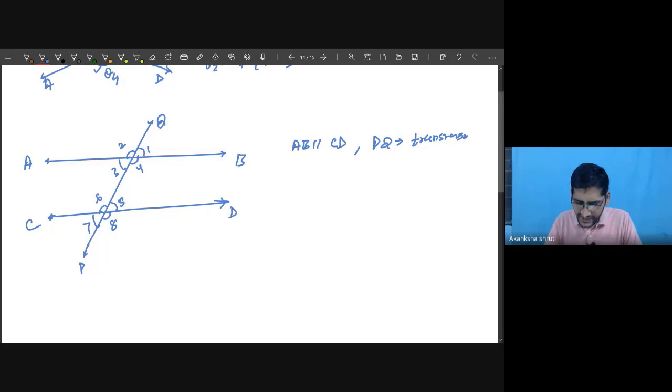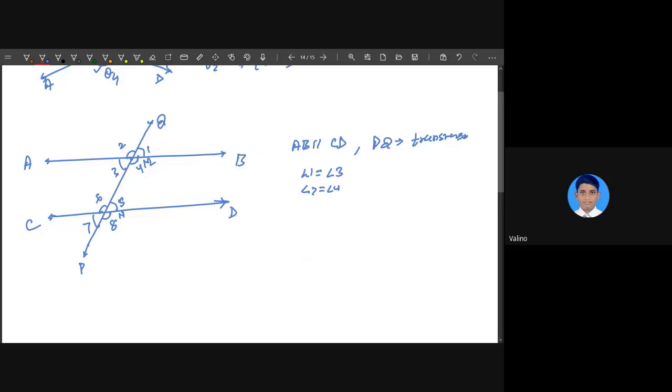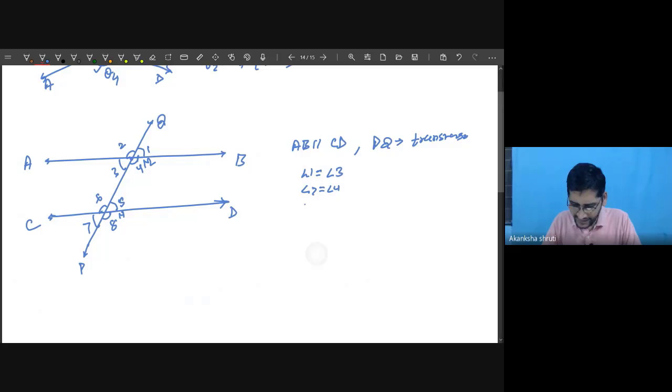If we are considering the points, consider this point as M and this point as N. At point M, we can have the vertically opposite pair. So angle 1 is equal to angle 3. Angle 2 is equal to what? Angle 4. At point N, we can have angle 5 equal to angle 7. Angle 6 is equal to angle 8. All these are what? Vertically opposite.